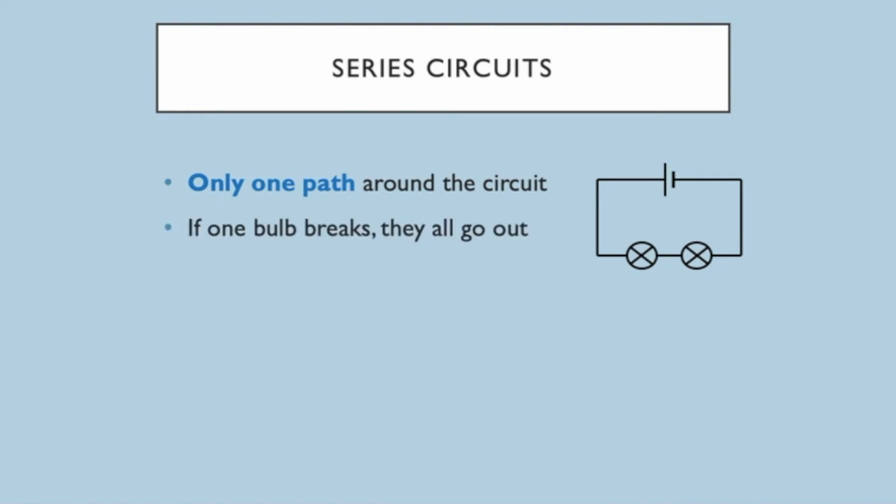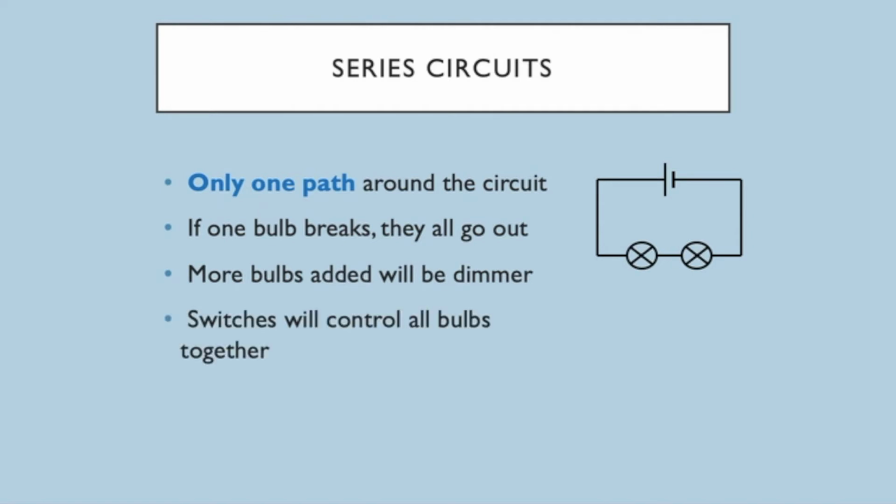If one bulb in this circuit breaks, then they would all go out. They would stop the electricity from flowing if one of those bulbs broke. More bulbs added, and each of them would be dimmer. And if you added a switch in that circuit, it would control all the bulbs together. If you switch the switch on, all of them would turn on.